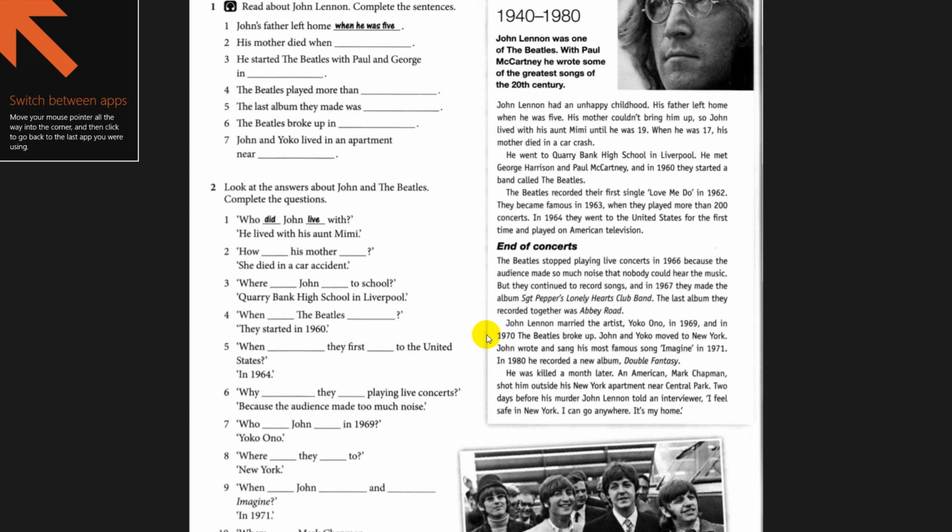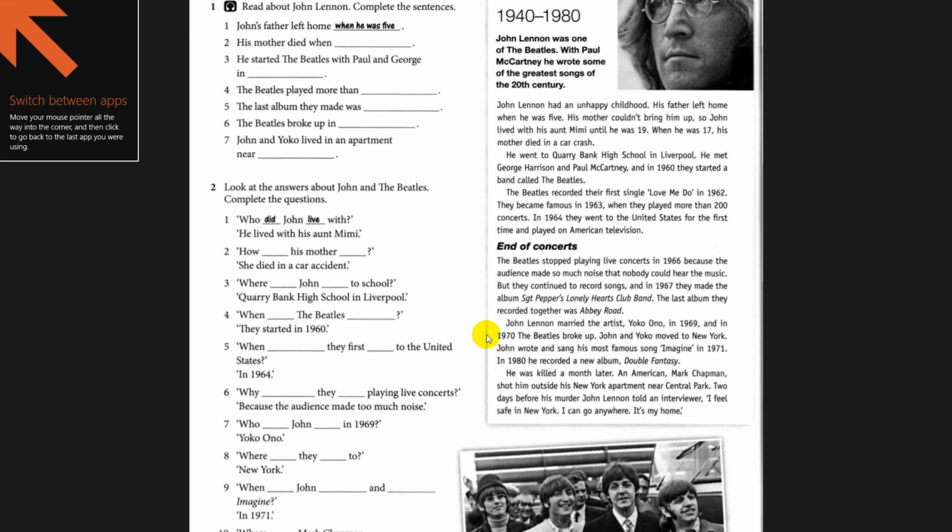The Beatles recorded their first single, Love Me Do, in 1962. They became famous in 1963 when they played more than 200 concerts. In 1964, they went to the United States for the first time and played on American television. The Beatles stopped playing live concerts in 1966 because the audience made so much noise that nobody could hear the music. But they continued to record songs, and in 1967 they made the album Sgt. Pepper's Lonely Hearts Club Band. The last album they recorded together was Abbey Road.